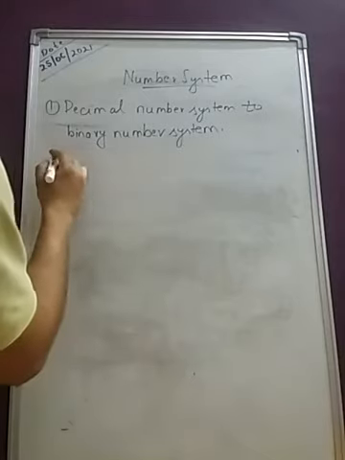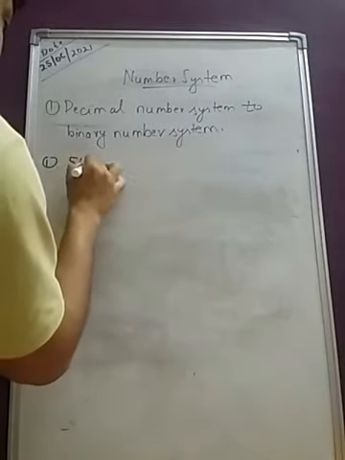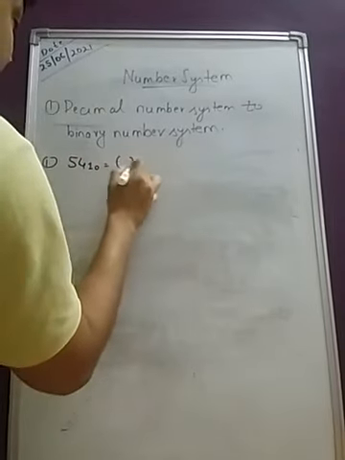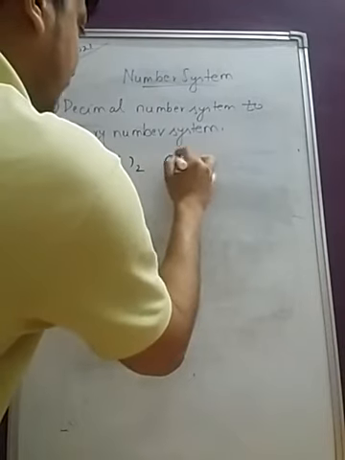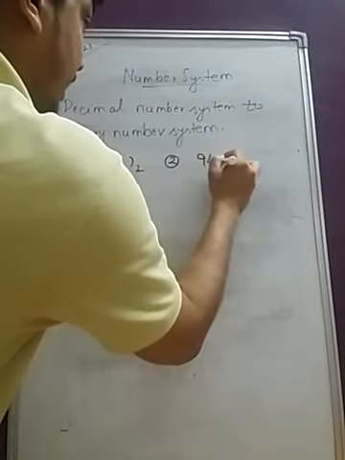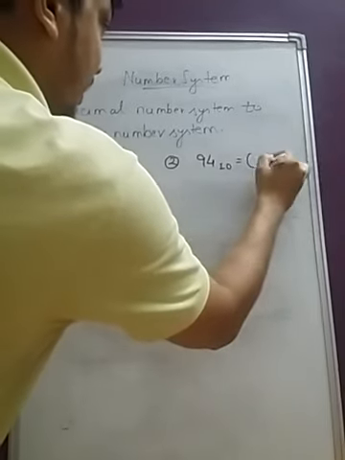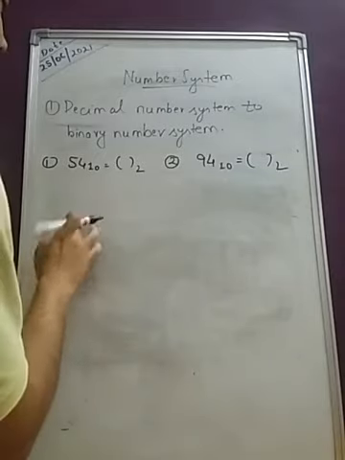Suppose the first question is 54 base 10, and you have to convert it into binary form, and the second question is 94 base 10, and again you have to convert it into the binary equivalent. So, let's see the first question. How will you do the first question?